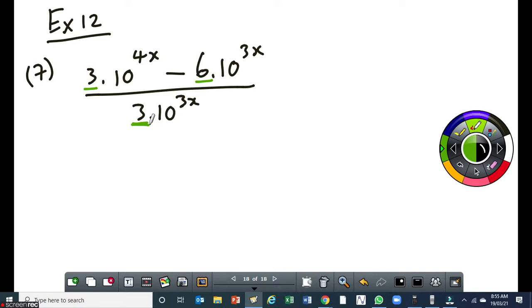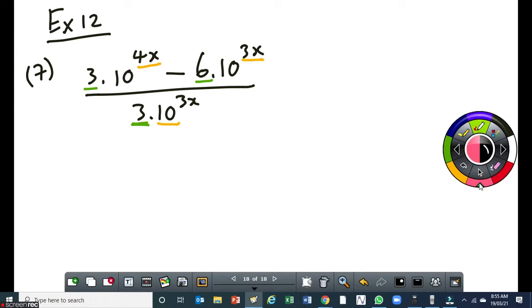Furthermore, if you look at the exponential terms, we have 4x there, and here we have 3x. So what that means is I need to identify my common factor for the exponential terms, and that common factor is going to be 10 to the power of 3x. So I have to split that 4x into 2, so I'll write it as 3x plus x.